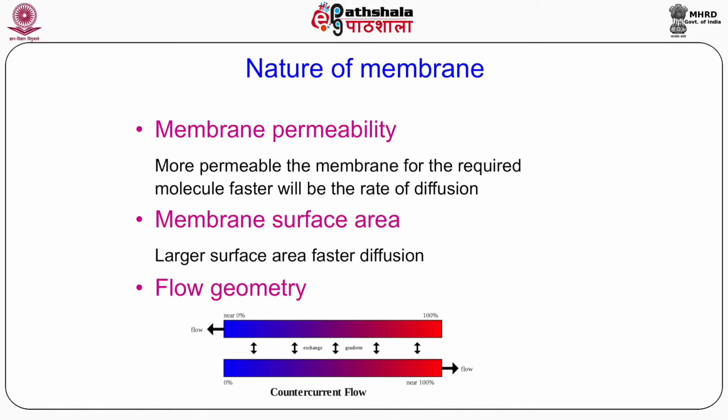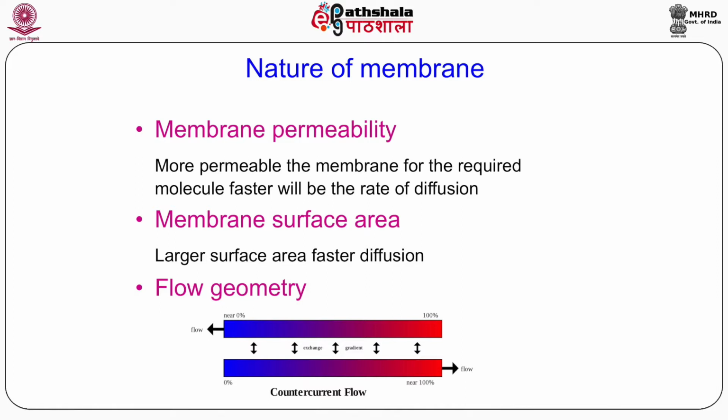To begin with, the membrane permeability determines the size of molecules which will be allowed to diffuse across the membrane, like we have already discussed, and the more permeable the membrane is, obviously the faster will be the rate of diffusion. The second thing is the surface area. If we expose something to a higher surface area, what would happen? It will provide more area for diffusion to occur, and hence the process of diffusion would be faster.